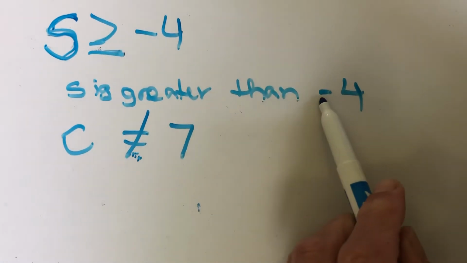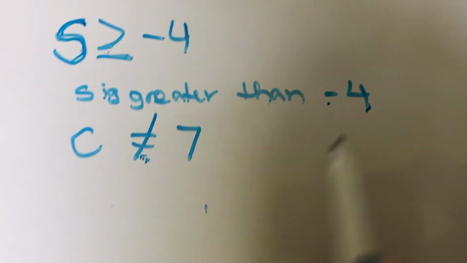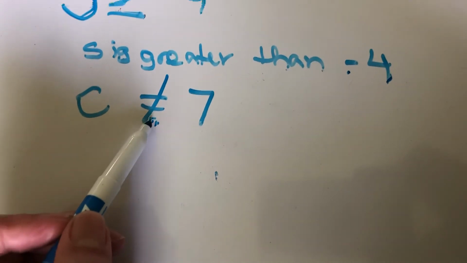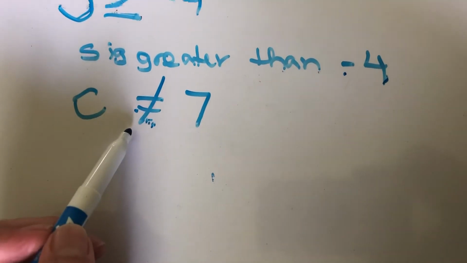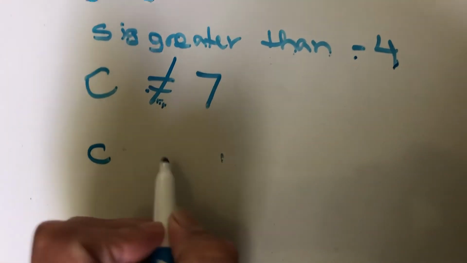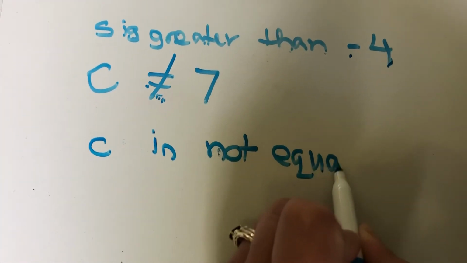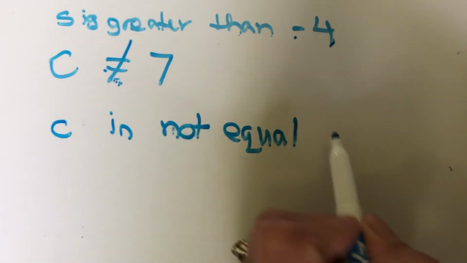-4. And you've got to say the negative before the 4. That is not just 4. Now, this is something we don't see all the time, but you need to recognize what it is. It's the equal sign, but it has the mark through it. So that reads C is not equal to 7. That means it can be anything else, but it cannot be 7.